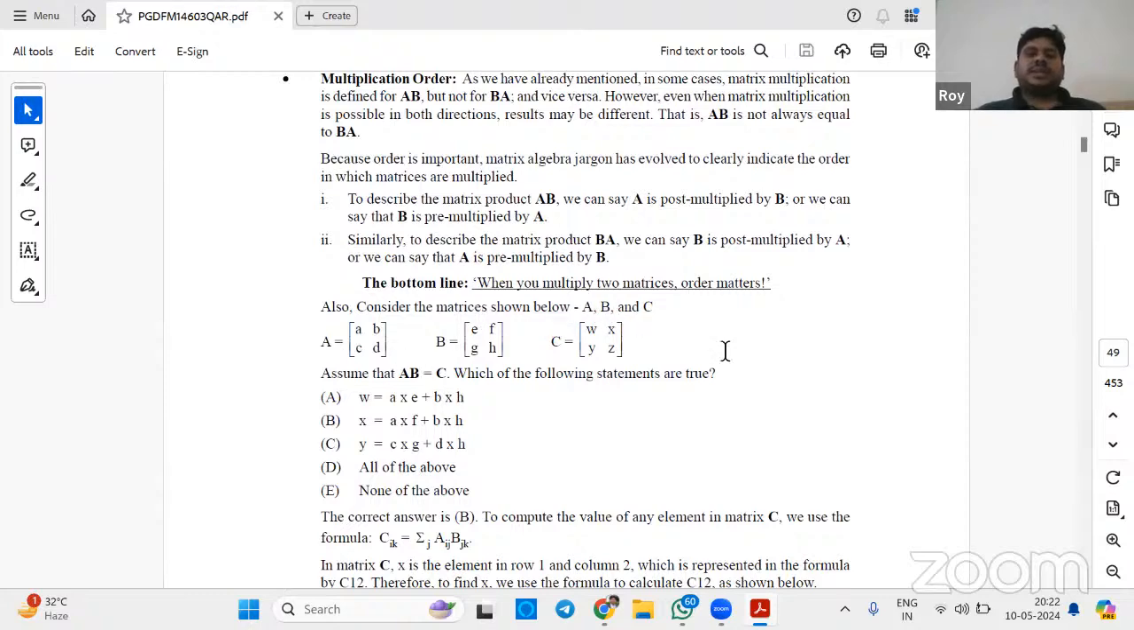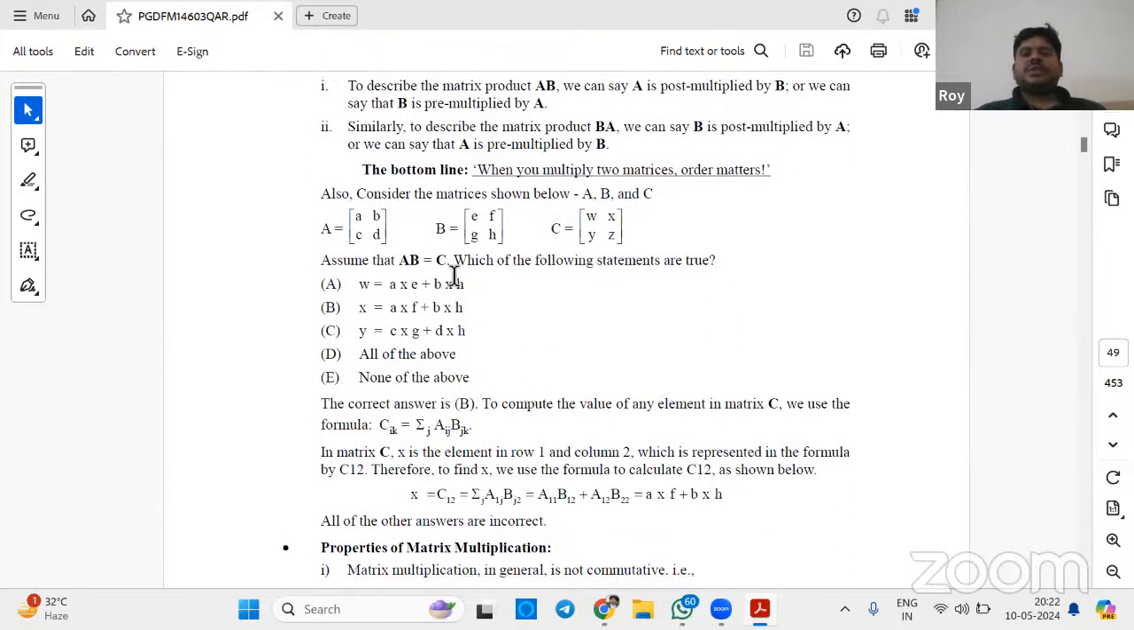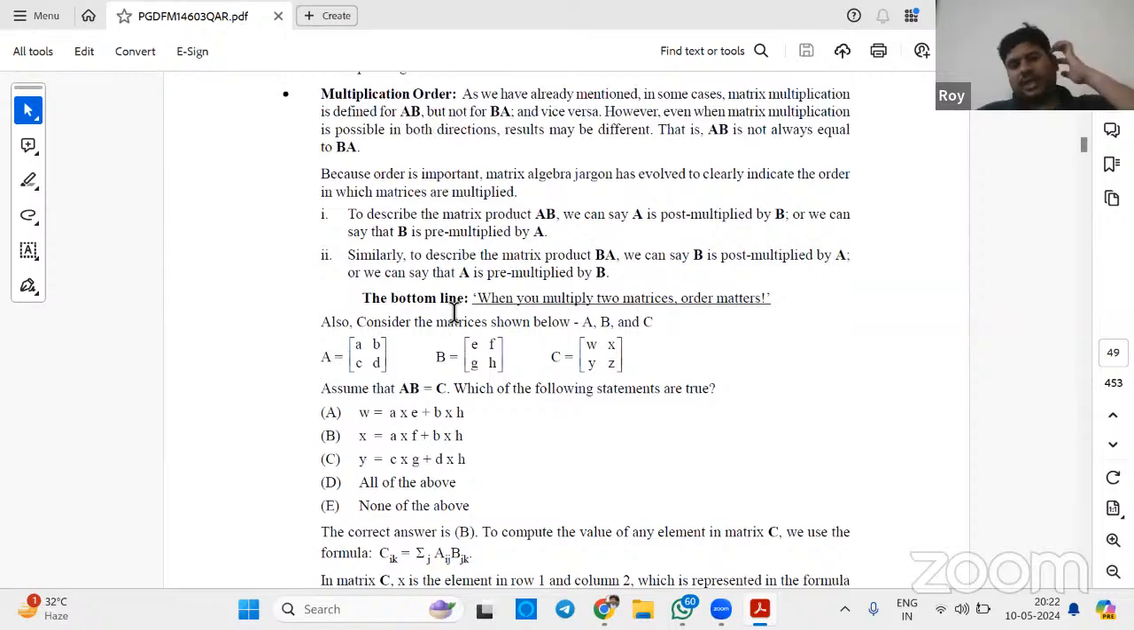Based on this, the bottom line is, when you multiply two matrices, order matters. Consider the matrices A, B, C as there. Assume that AB is equal to C. Which of the following statements are true? This is very, very important.